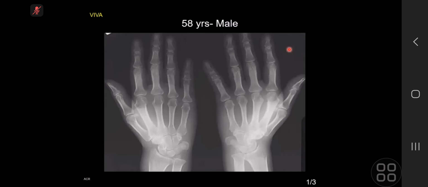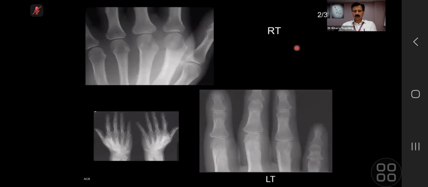I can't see any associated soft tissue nodules or soft tissue components. So my primary diagnosis in this patient will be rheumatoid arthritis. Okay, just hold on, please. I'll show you a better film, sort of a close-up.